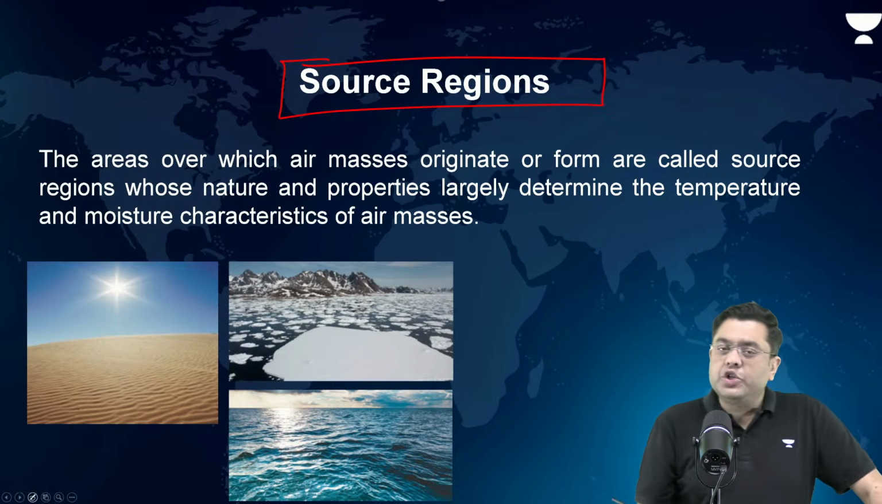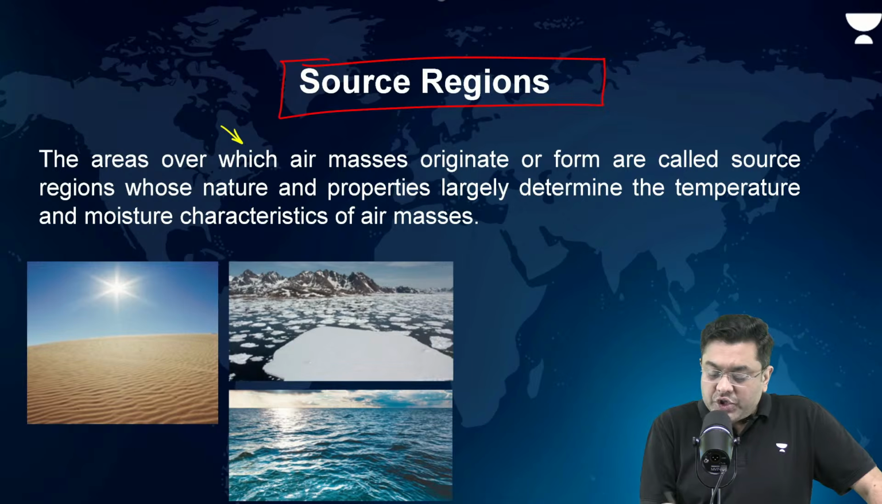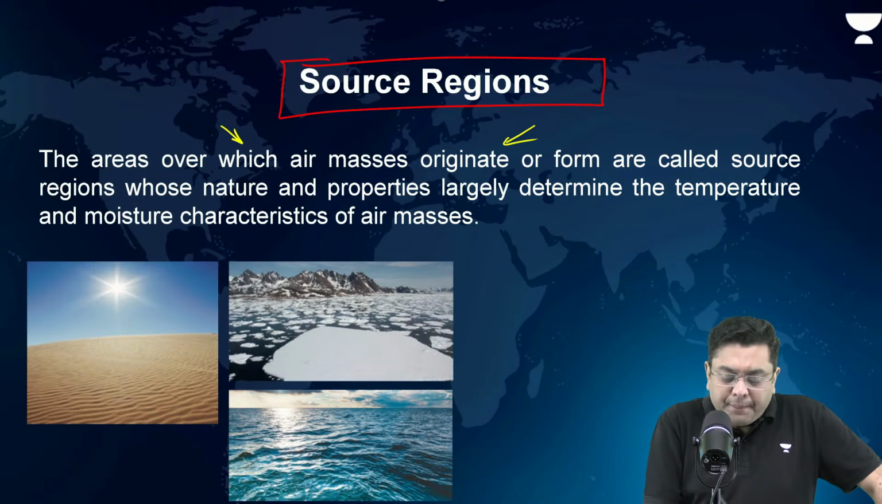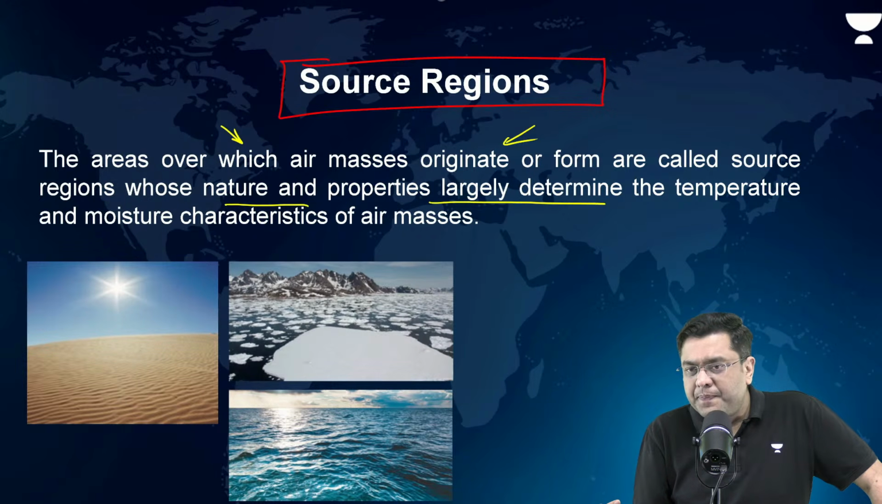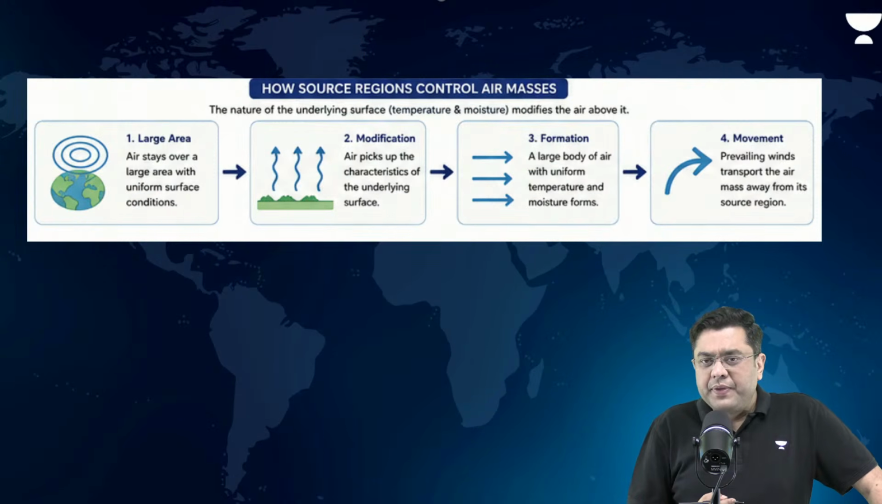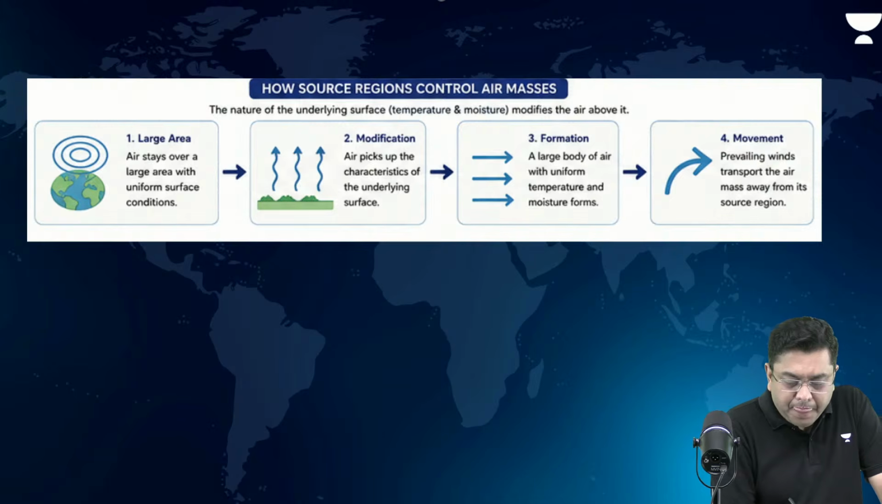So a source region is the area over which air masses originate or form, whose nature and properties largely determine the temperature and moisture characteristics of the air mass. Okay. So, how does the process take place? First of all, you consider a very large area.